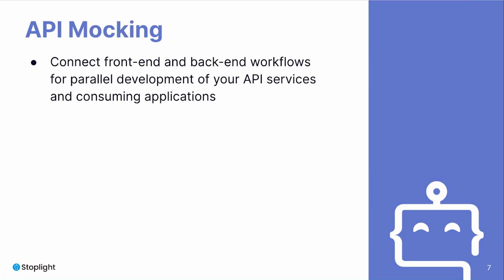With Stoplight's API mocking features, you can instantly create a mock version of your API based on your OpenAPI specifications. This allows you to visualize and get feedback on your API designs before spending time on the back-end service development. API mocking also allows your front-end client application developers, along with your back-end services development teams, to develop in parallel.